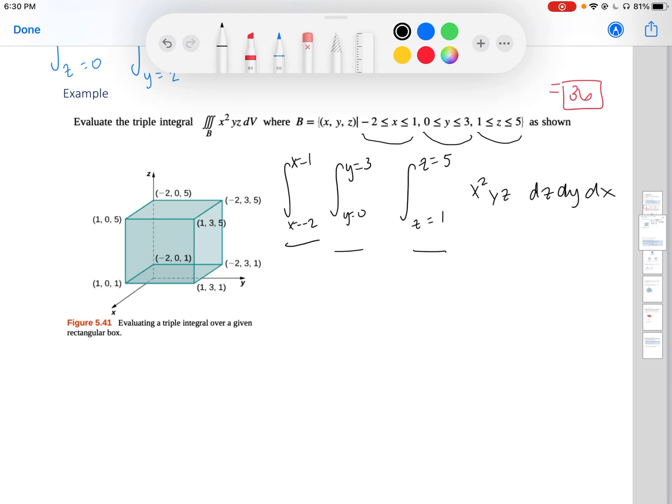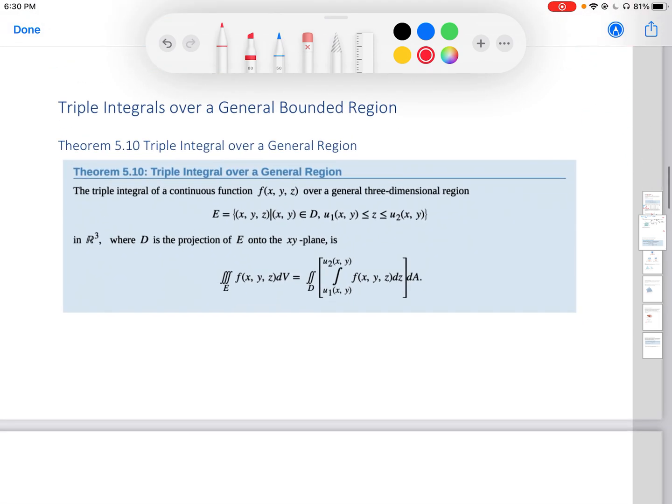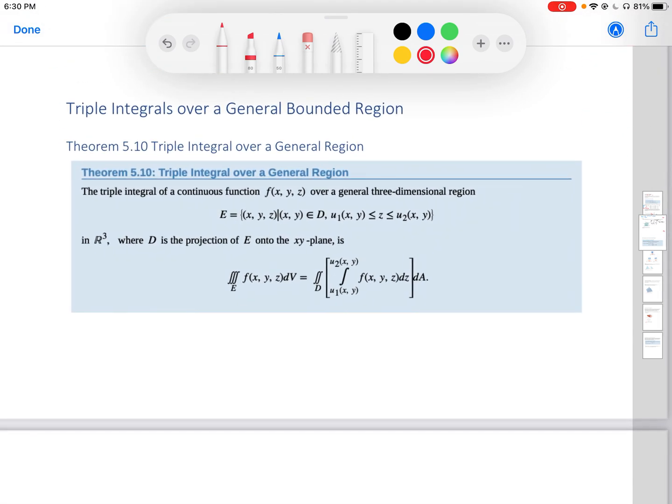And you continue to integrate just as you would any integral. We're just adding another integral to our argument. The answer for this question would be 162, and I'll let you finish it off. Now, integrating you know how to do.